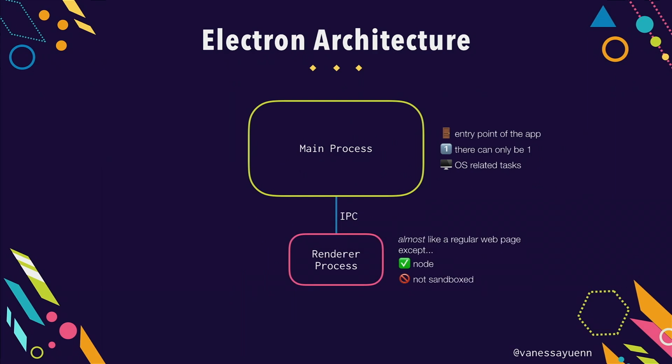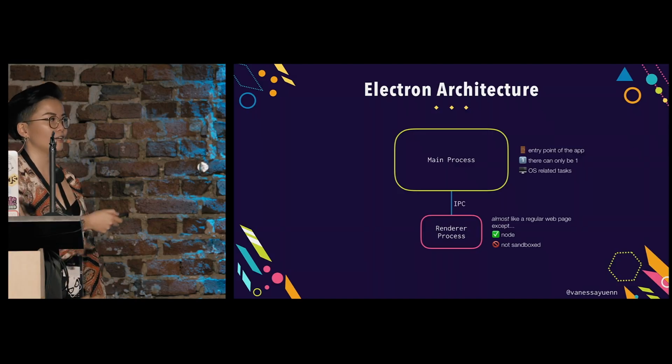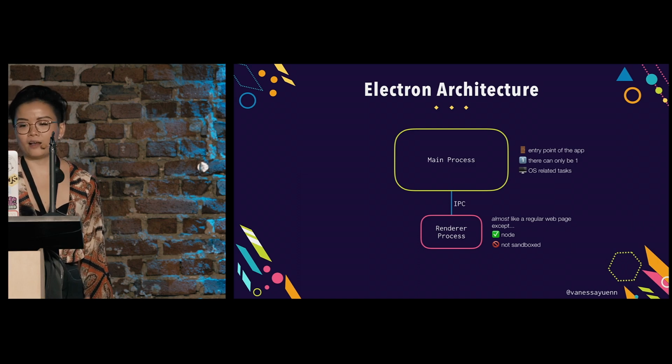A renderer process is almost exactly like a web page, with the exception that it has node enabled. And it's not sandboxed, meaning that within the renderer process, you can still have access to the file system unless you explicitly tell it not to, which we'll get to in a bit.